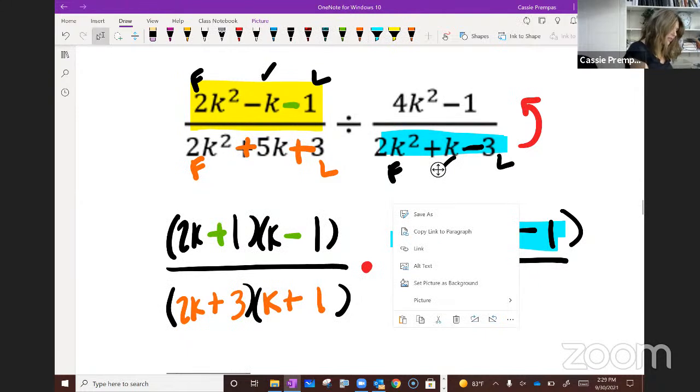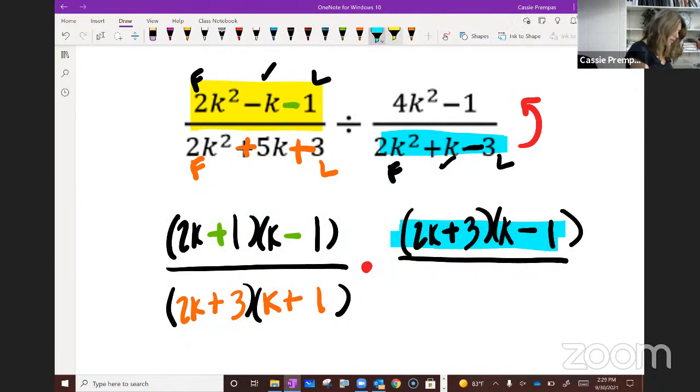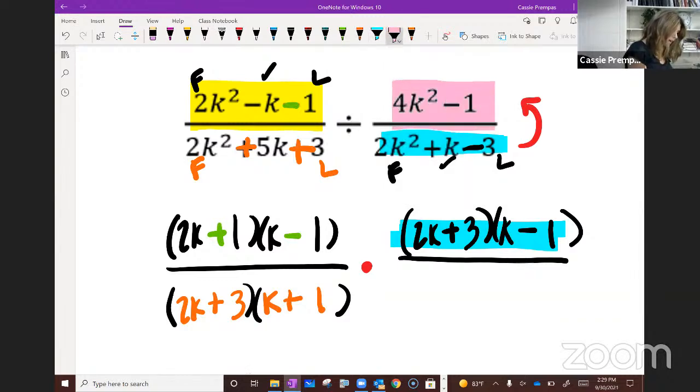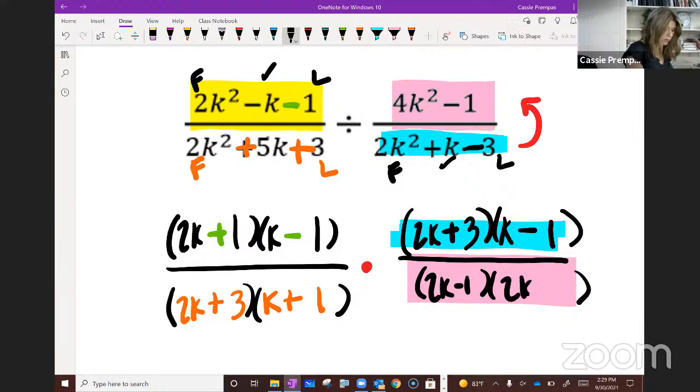And then lastly, I'm going to take 4k squared minus 1, and I'm going to factor that. Just want to make sure it's not a trinomial, so how are we going to factor 4k squared minus 1? We've done it before. It's the a squared minus b squared. Nice. So it's going to become 2k minus 1 times 2k plus 1.